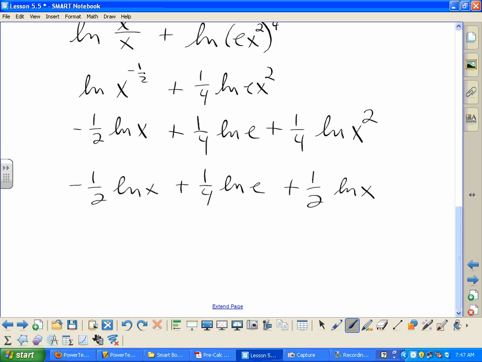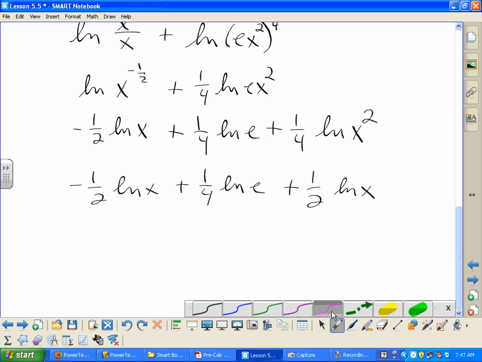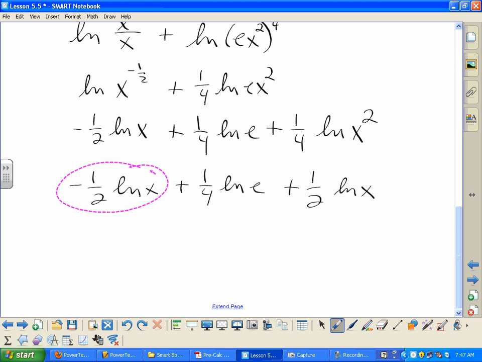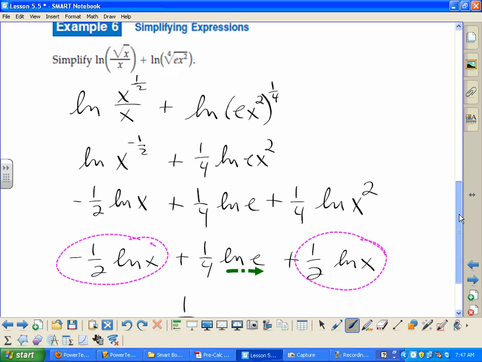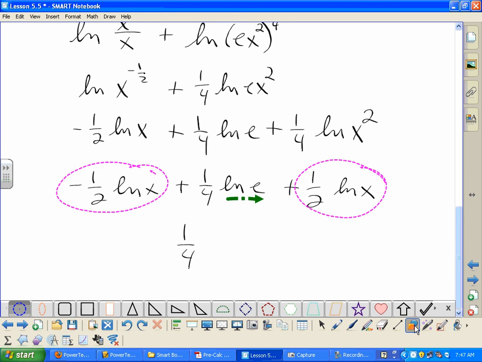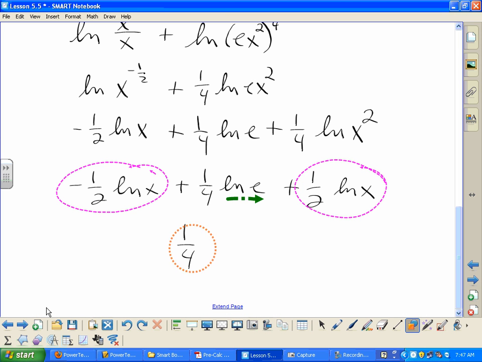This actually then helps us, and it works out pretty well, because now we have negative 1/2 natural log of x here and positive 1/2 natural log of x there, so those equal 0. And if you remember, the natural log of e is just equal to 1, so this answer is just going to be 1/4. And then we have simplified that expression too. So it's amazing how some of these go from looking so difficult, like this one does to start with, to a final answer of just 1/4.